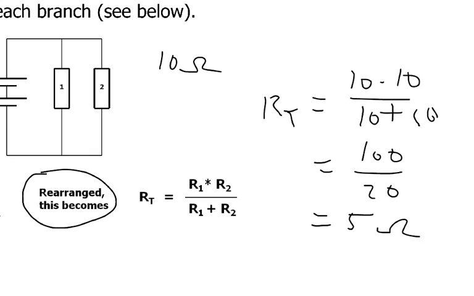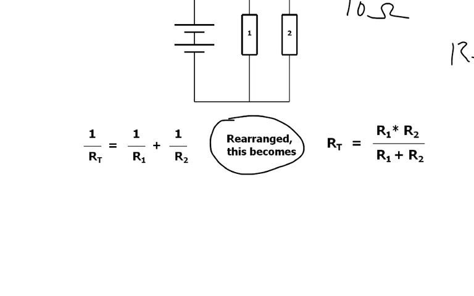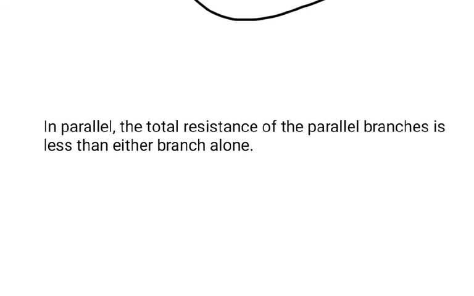So let me just write this down. All right, so there it is written for you. In parallel, the total resistance of the parallel branches is less than either branch alone. All right, cool. Sorry this video got a little bit long, but it's got a lot of information about parallel circuits, and they're kind of complicated.